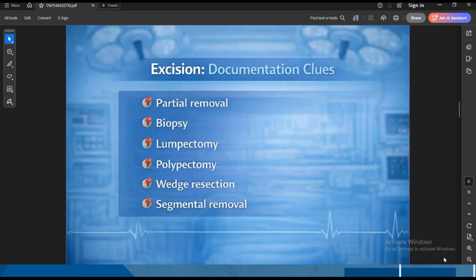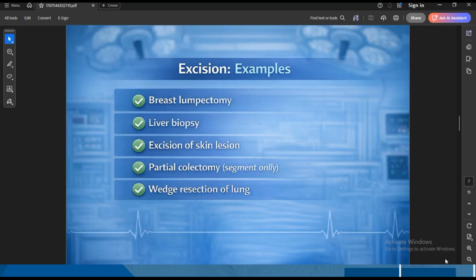Next, wedge resection. Most of the time we see this in lung procedures, where part of the lung is removed. Next, segmental removal. We mostly see segmental removal in breast resection or breast excision, where if the patient has any type of disease process, a segmental removal is performed, otherwise we call it segmentectomy.